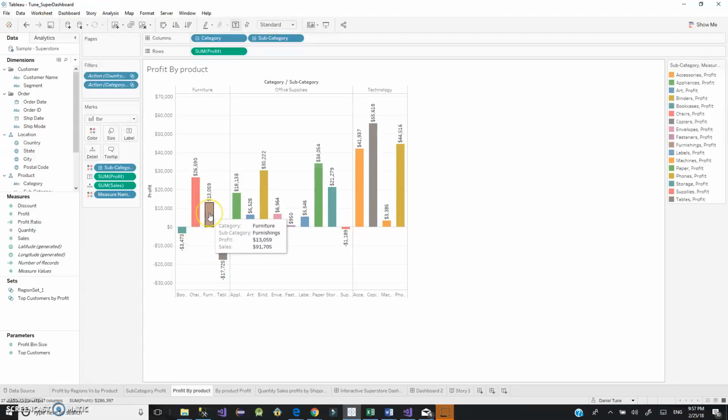Here is also another for furniture and furnishing, the couch stuff is still doing okay, but furniture chair is better than everything. This is for the furniture section. How about office supply? Right here, office supply, appliance is doing good. Here is also binders, for office supply binders doing good. They make profit out of this. A little bit not good, but still good. It's not bad.